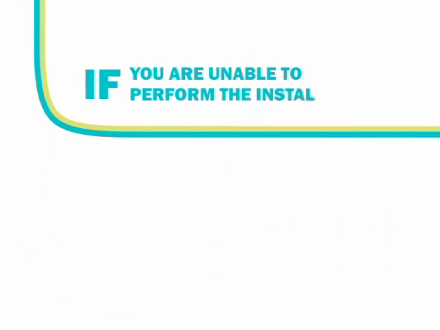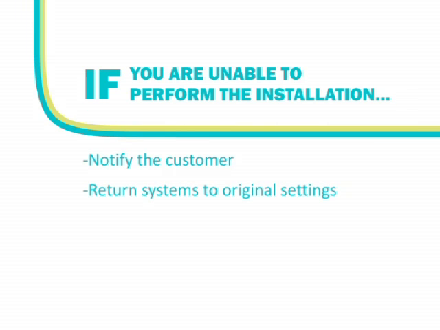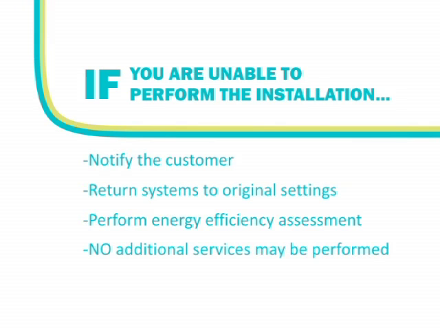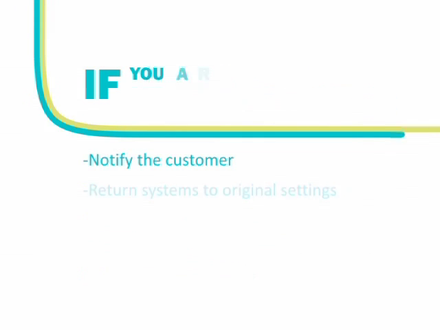If you are unable to perform the installation for any reason, notify the customer of the reason. Return systems to their original settings and request to perform the energy efficiency assessment. No additional services, such as HVAC equipment repair, may be performed during this appointment. If necessary, the customer should schedule a separate appointment with an HVAC contractor to perform equipment service. At the completion of the appointment, you will need to notify your supervisor why the installation was not performed.